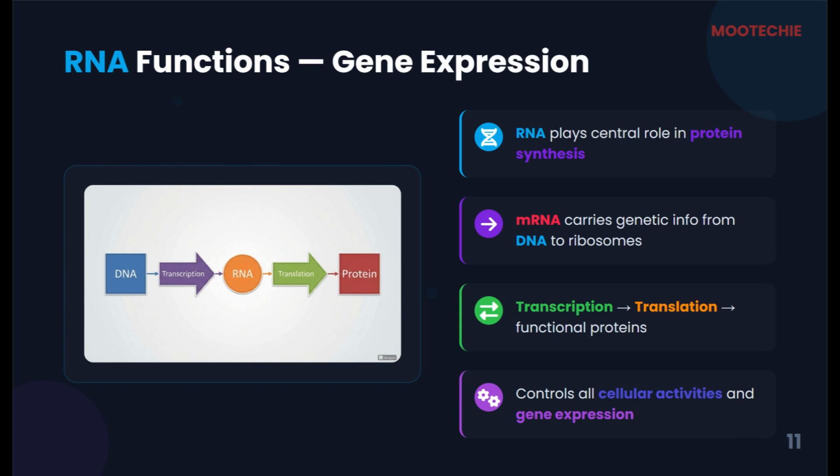This slide shows the central dogma of molecular biology: DNA to transcription to RNA to translation to protein. RNA sits right in the center of this flow. To put it simply, RNA plays the central role in protein synthesis. mRNA carries the genetic information from DNA to the ribosomes. Through the processes of transcription and then translation, this information becomes functional proteins. And these proteins ultimately control all cellular activities and gene expression. It's the foundational process of life.